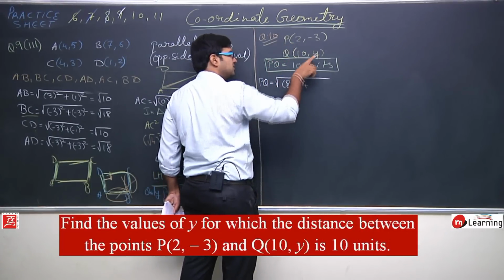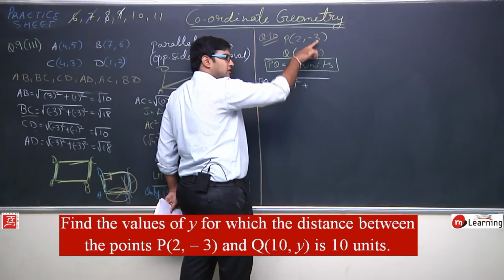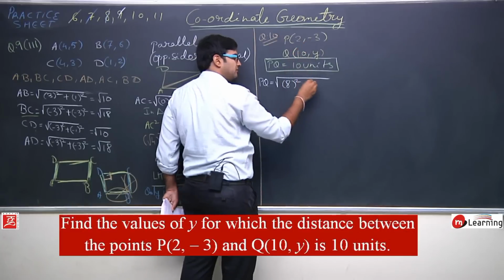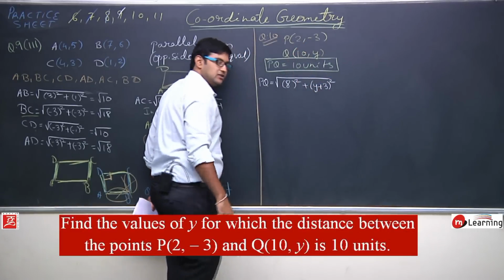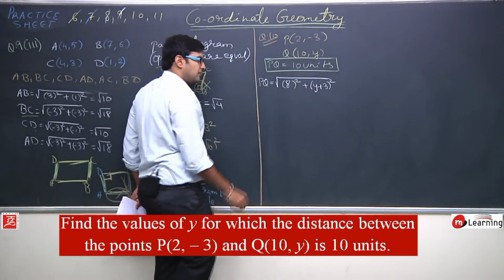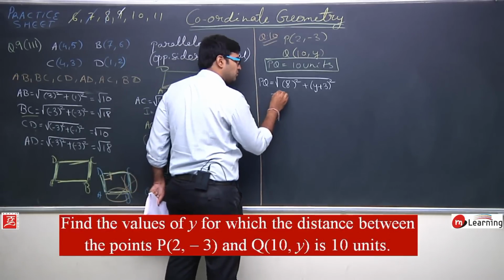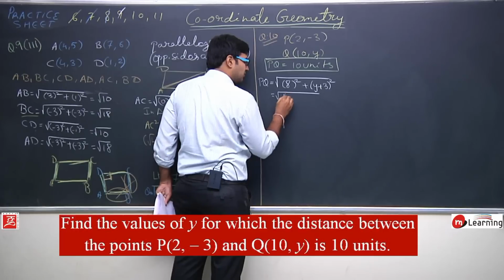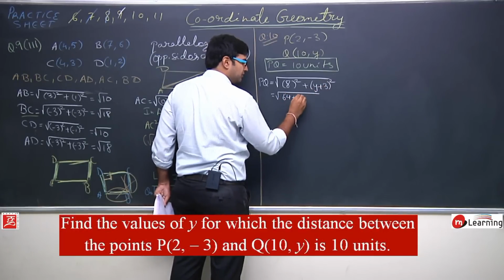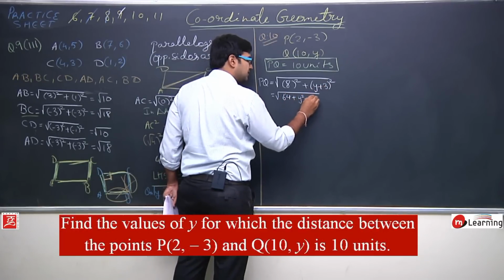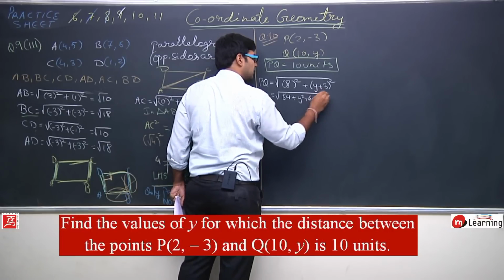square, plus y2 minus y1. So y2 minus of minus 3 will give you plus 3. So it will give you y plus 3, and this is the square of y plus 3. It will give you the square root of 64 plus, opening this bracket, y plus 3 whole square, it will give you y square plus 6y plus 9.